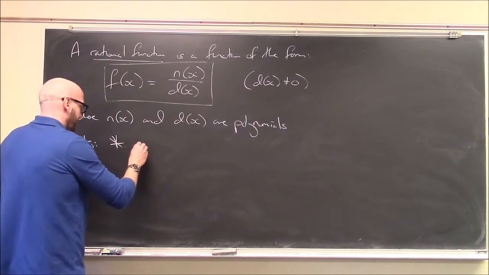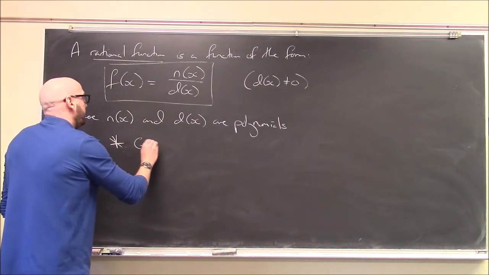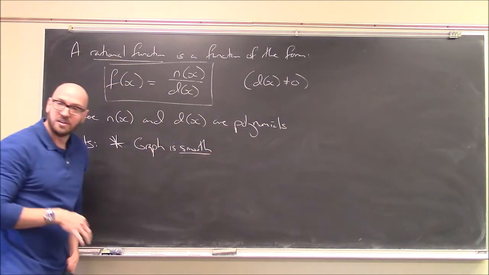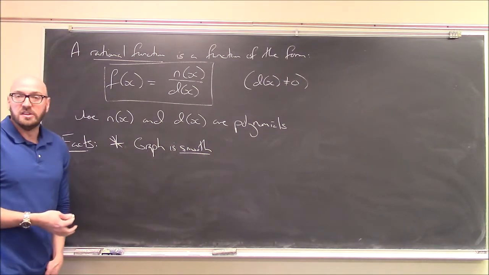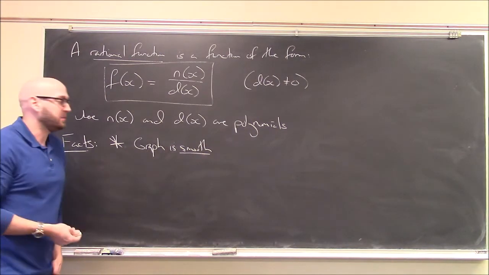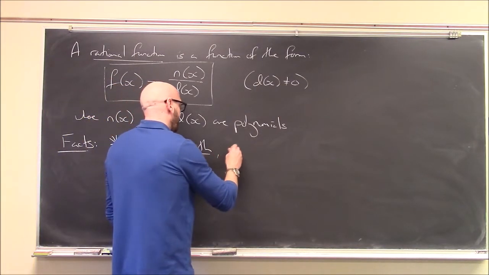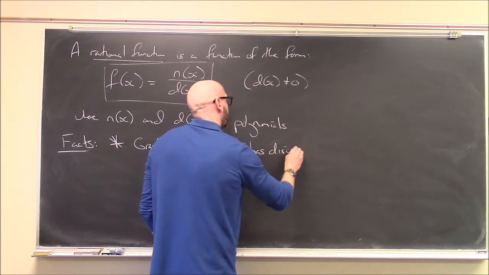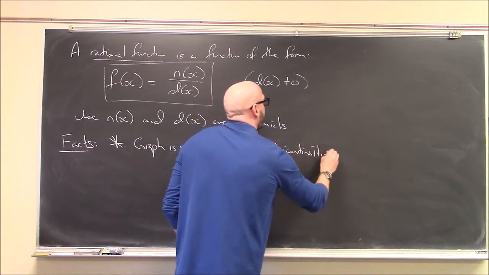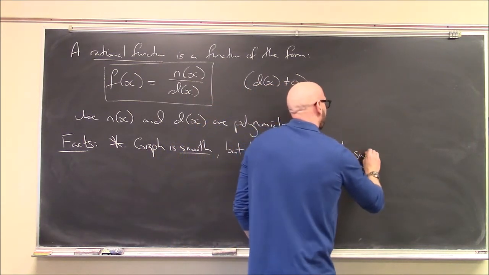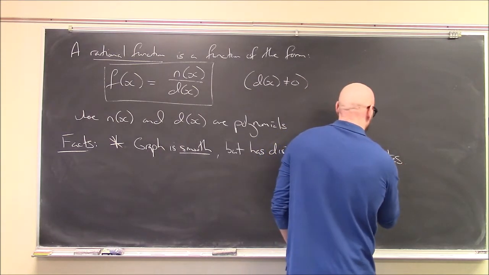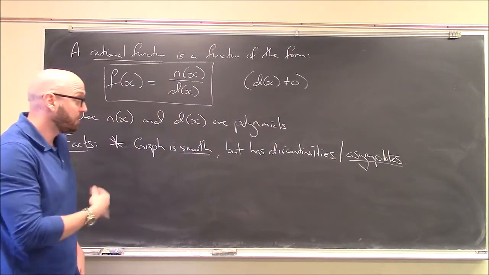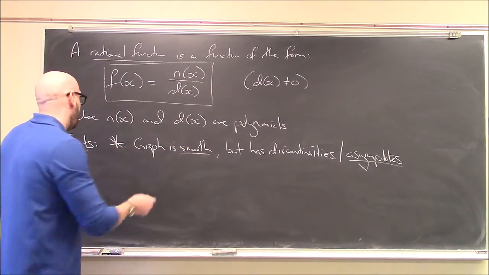So again, the graph is smooth, so it has no sharp kinks or corners or anything, just like polynomials do. But it does have discontinuities, and these discontinuities generally come in the form of asymptotes. Sometimes you just have little holes in the graph, but it has discontinuities, or asymptotes. Where are these discontinuities happening? Where they're points that aren't in the domain of the function. So when you divide by 0.